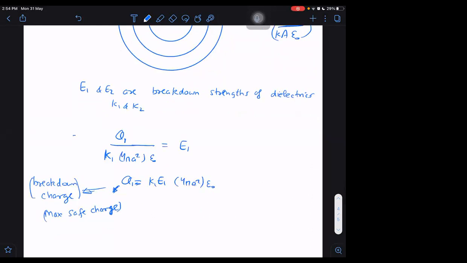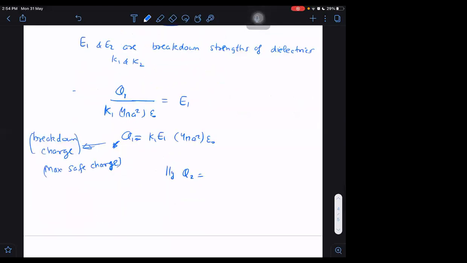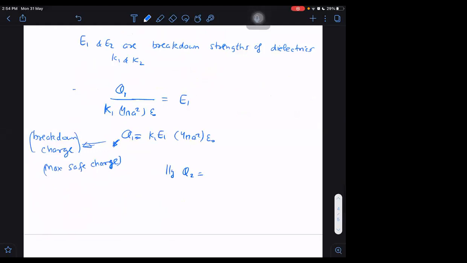This is Q1. Similarly, can you find out what will be Q2, the maximum safe charge for the second case? The second capacitor is formed between B and C. For the first case, it was between A and B, but A had the smaller area, therefore I took the plate area of A. Similarly, for the second case, I have to take the plate area of B, which will be now written as, what should I write?